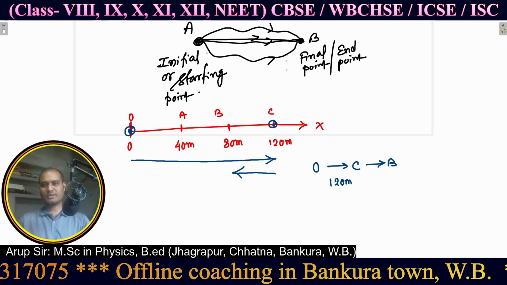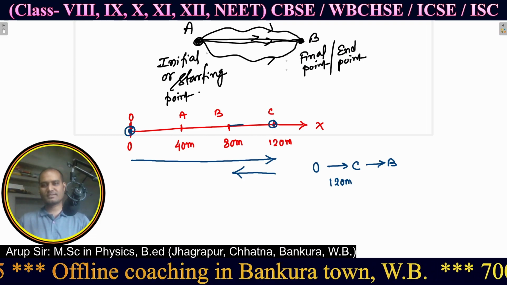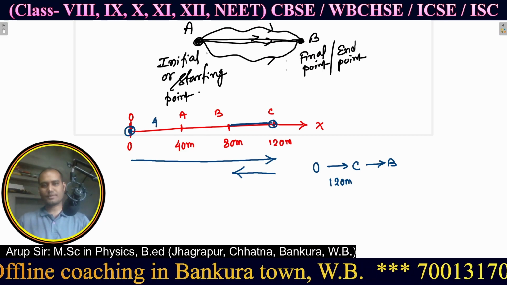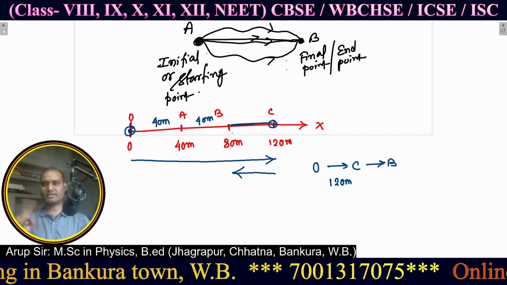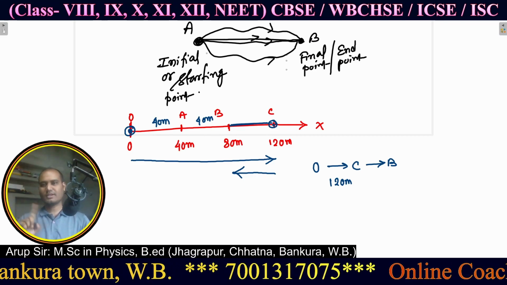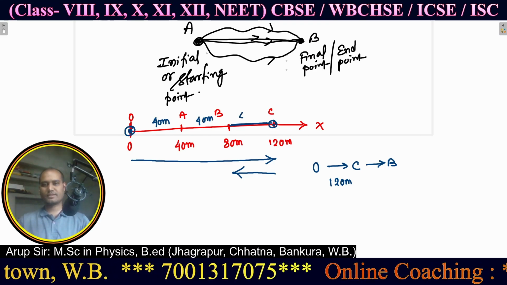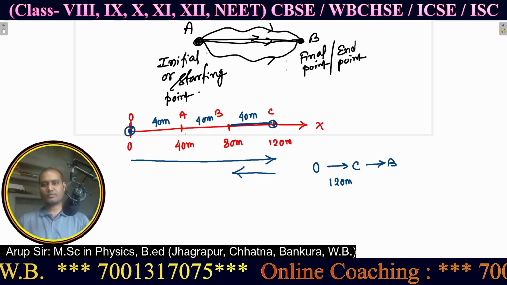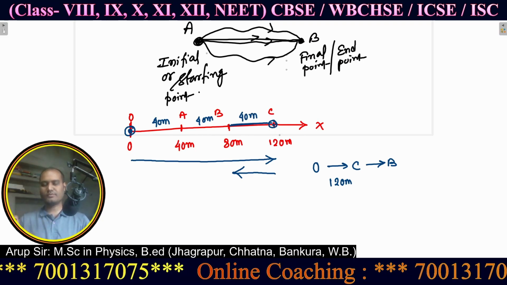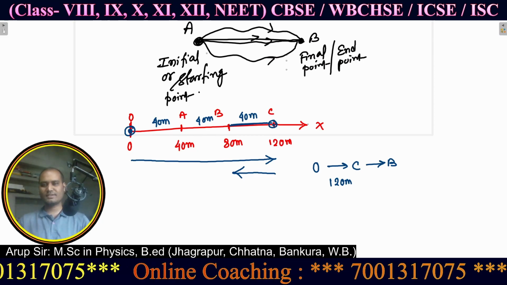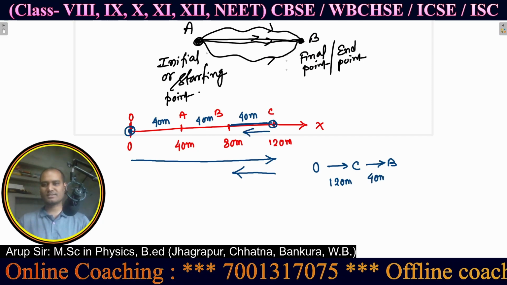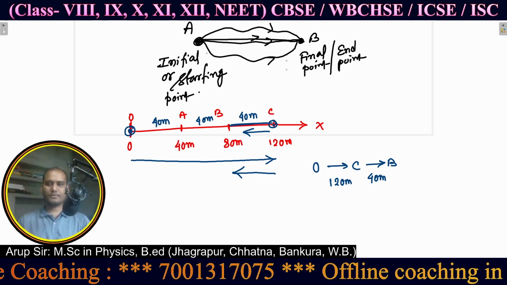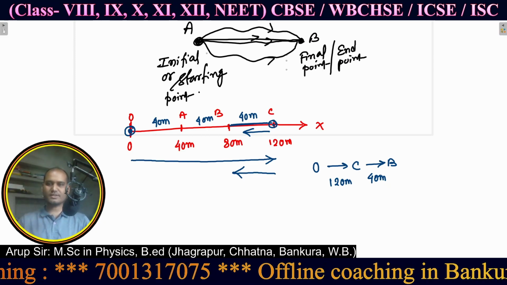Now from C to B, what is the distance from C to B? This gap is 40 meter. This distance is also 40 meter. 40 to 80, what is the difference? 40 meter. 80 to 120, what is the difference? 40 meter. Means 120 meter it is going from O to C, and he is returning from C to B by 40 meter. So 40 meter is the distance from C to B, right? From C to B it is 40 meter.